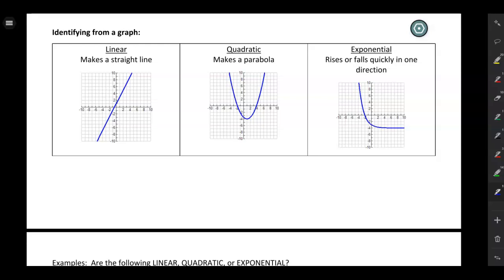A quadratic makes a parabola, which is that nice U shape. And that one, again, we spent a lot of time in Math 2, or you will spend a lot of time in Math 2, dealing with parabolas and quadratics. And then our third function family, exponentials, those look kind of like an L. The key here is that it rises or falls quickly in one direction. So you'll see this graph getting really, really steep on the left and then totally flattening out on the right.